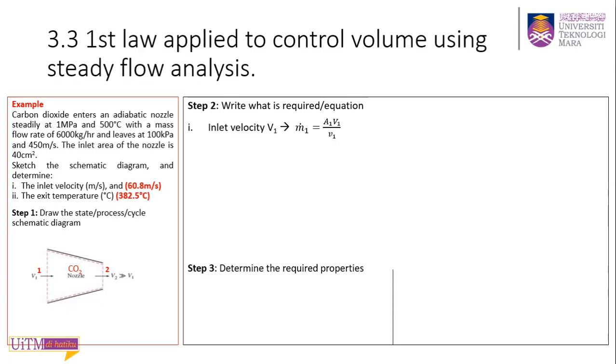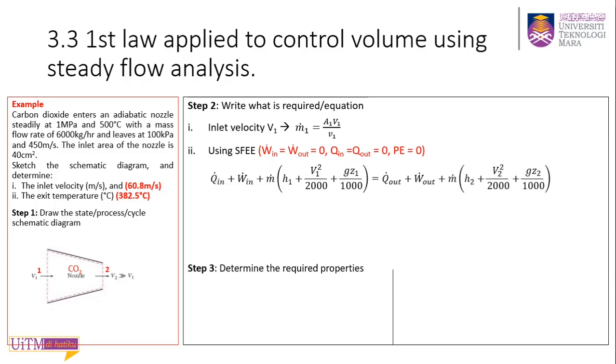For exit temperature, since the exit velocity V2 is already given, we still have to apply the SFEE, but first please identify and write the conditions for the system. From the general equation, cancel the terms based on the conditions. And since mass flow rate is the same, we can cancel the mass flow rate terms.